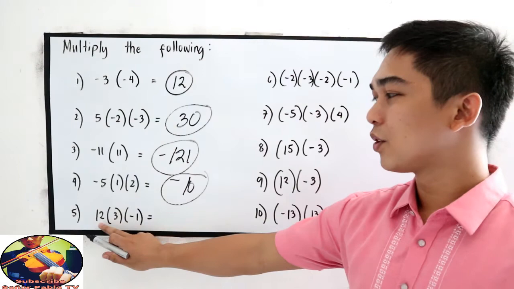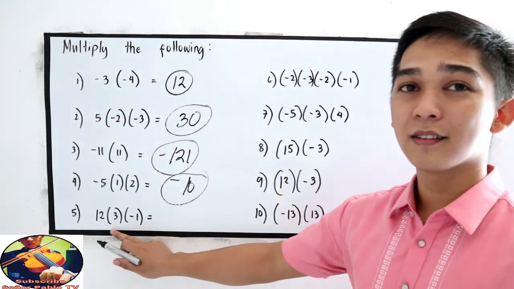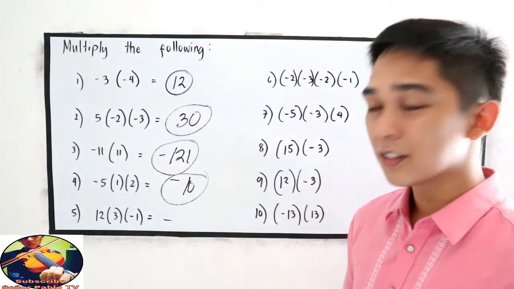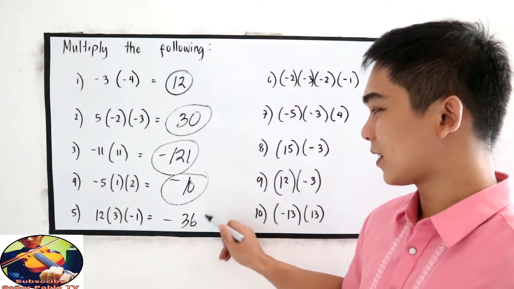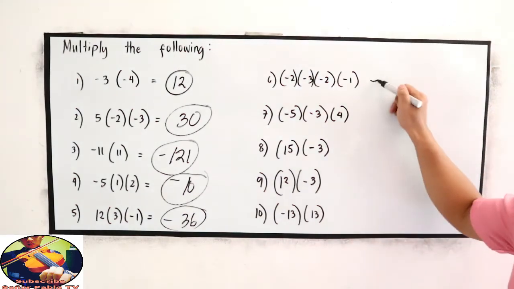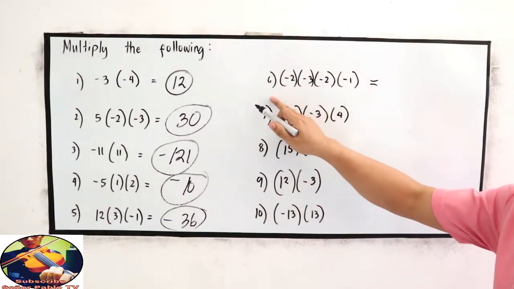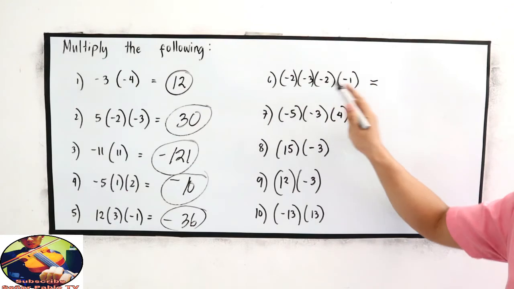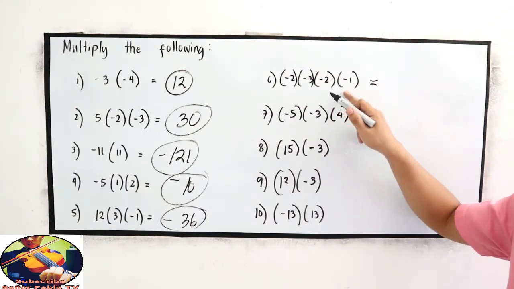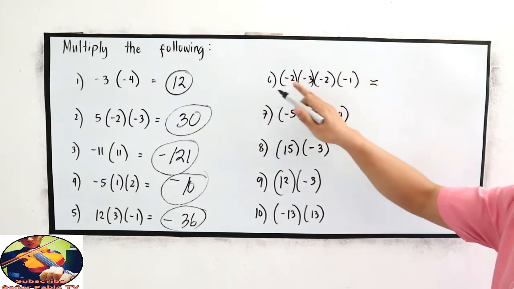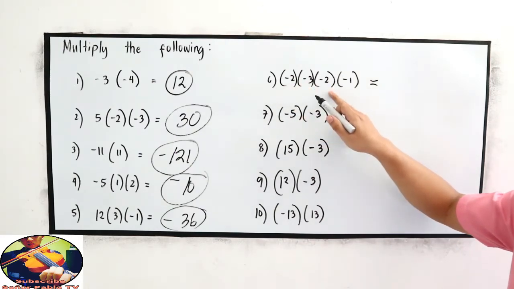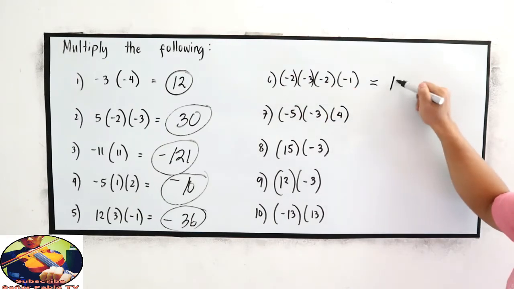Next, 12 times 3 times negative 1. So that is negative 36. For number 6, 1, 2, 3, 4. So we have 4 negatives, so that is even. So this will become positive. So 2 times 3, that is 6 times 2, 12 times 1, so positive 12.